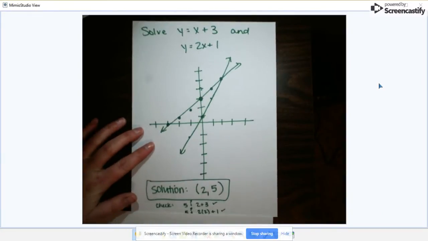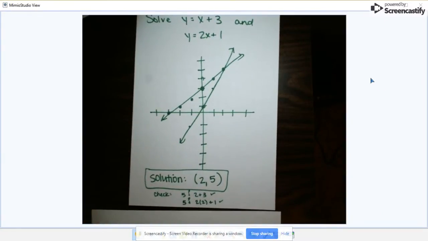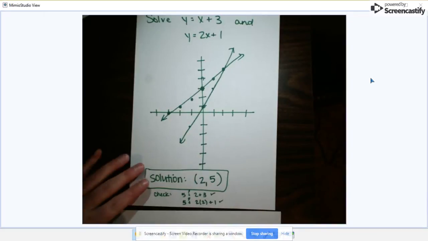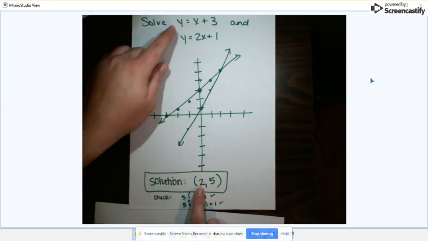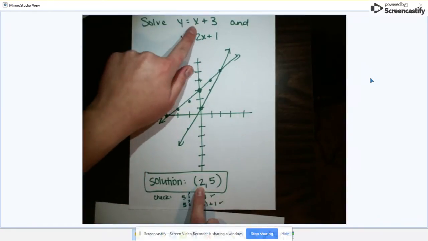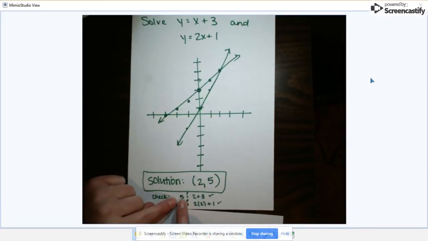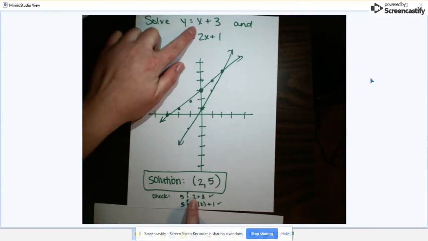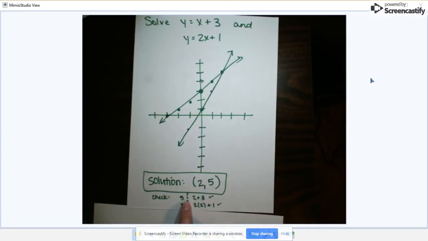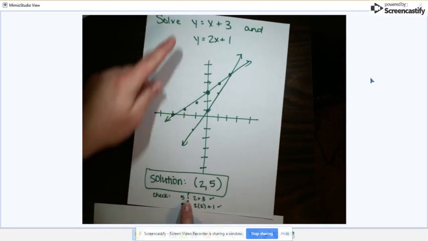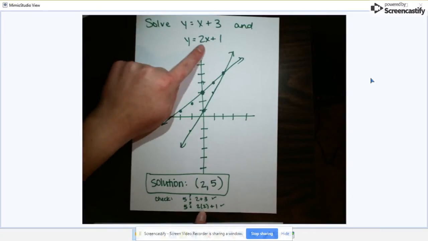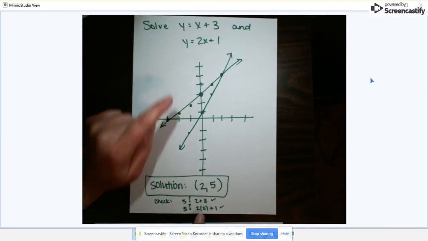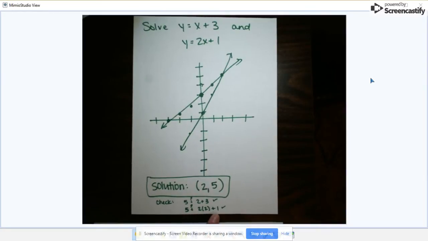Now you can always check your answer by plugging that xy coordinate point into your two equations. So I did that below here real small. If you plug (2, 5) in, the 2 for x and the 5 for y, you get, does 5 equal 2 plus 3? 2 plus 3 is 5. So this coordinate point works in the first equation, and now we check it in the second equation. So again, I plug 2 in for x and 5 in for y. 2 times 2 gives me 4, plus 1 is 5, which is our y value.